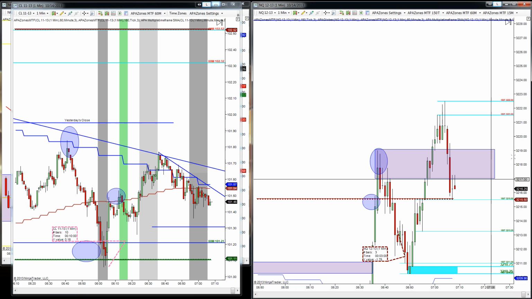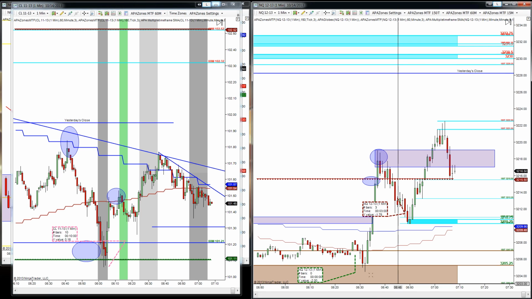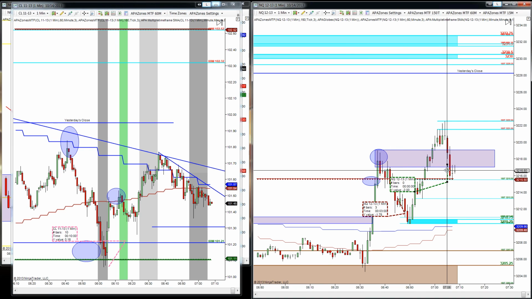Okay. Remember, there was a doji right down there too when price started this move. So we'll see what happens. But dojis represent exhaustion, so that's a good sign.